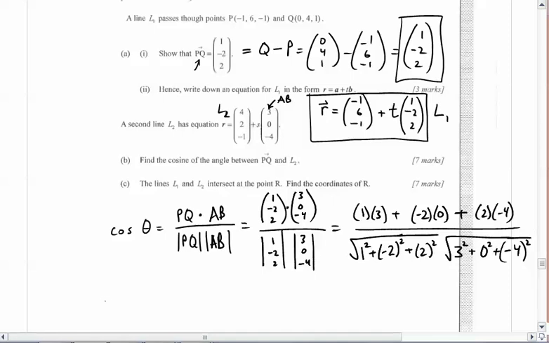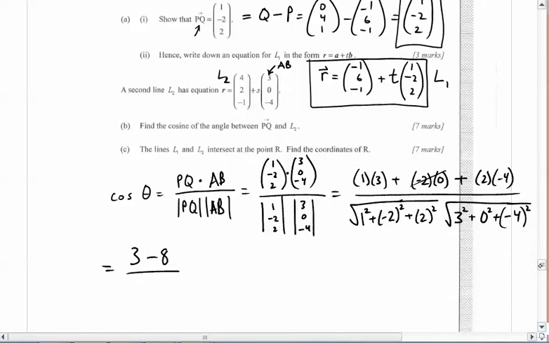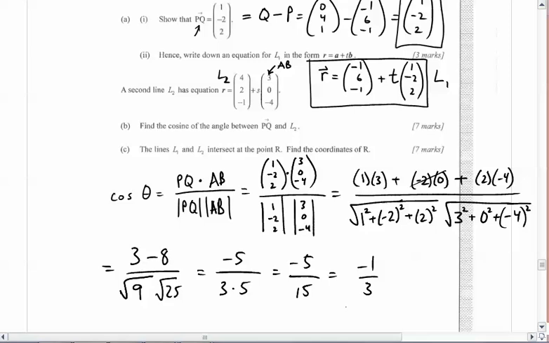Okay, so 1 times 3 is 3. This one cancels. 2 times negative 4 is negative 8. And let's see, 1 plus 4 is 9. And 9 plus 16 is 25. Well, these are nice numbers. So on the bottom, we get 3 times 5, which is 15. And notice, they didn't even ask us to find out what the angle is itself. They're just asking us to find out what's the cosine of the angle. So I can stop there. I don't actually have to find the angle.